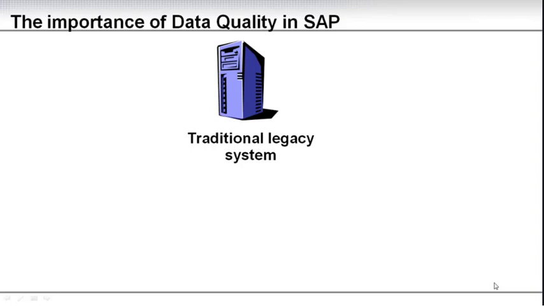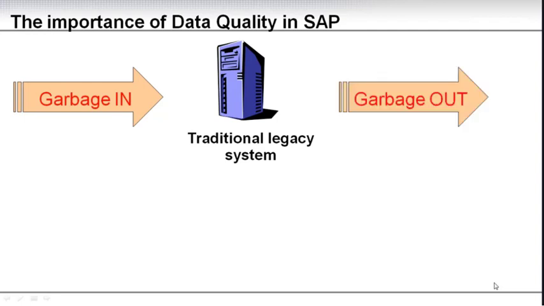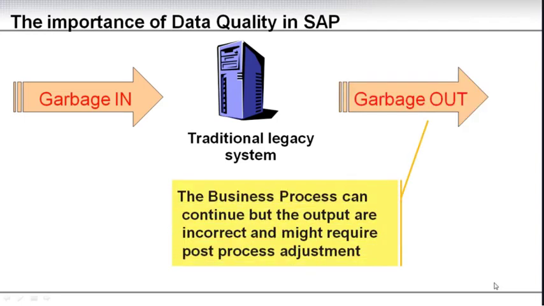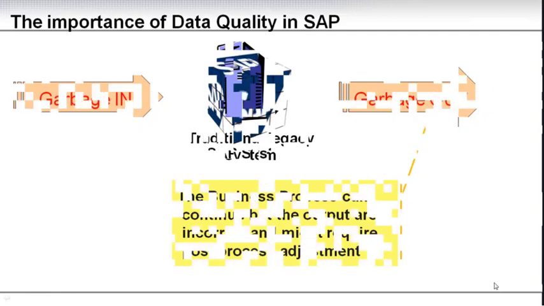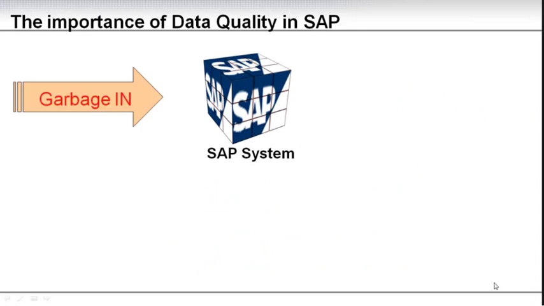So in a traditional legacy system, you will have situations where there is data entry or interface data which is not correct. So you could say garbage is coming into your system, which in a traditional system design will result in garbage coming out. You could say that the business process can continue, but the output are incorrect and might require some post-process adjustments.